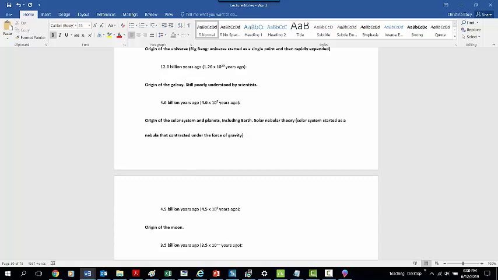And the moon probably originated by a collision between Earth and a very large, fast-moving object.